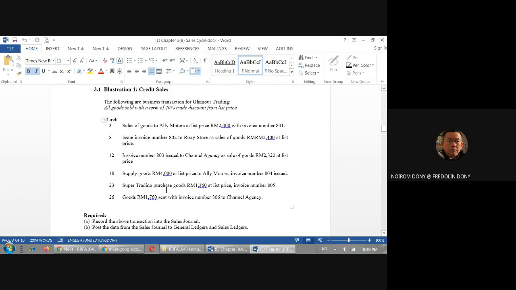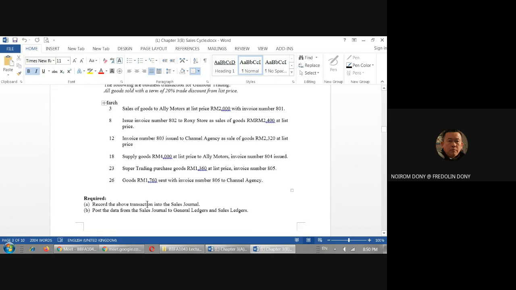Super Trading purchases goods 1,360 at list price, invoice number 805. Okay, it looks like purchases, but this is not purchases, because Super Trading is not our company. Super Trading is a customer. We are Glamour Trading, isn't it? So Super Trading purchases goods, meaning we sell. And how do I know this is credit sales? Because of the word invoice here. And then goods 1,760 sent with invoice number. Okay, sent, so meaning it is a sales invoice. So credit sales. So all of these, the prime entry will be sales journal.